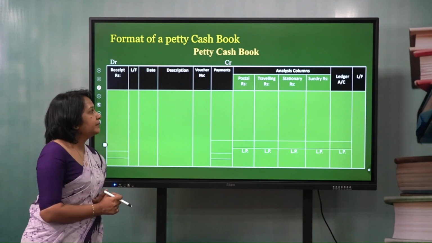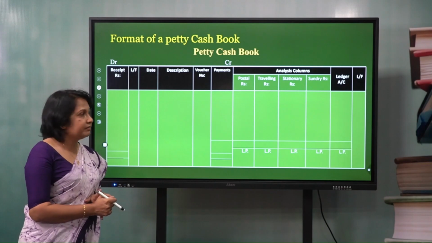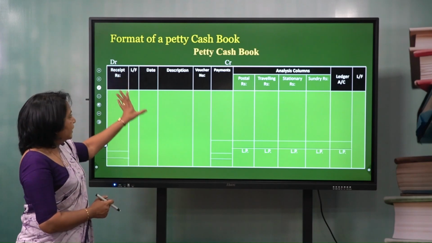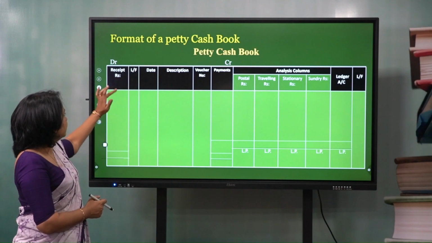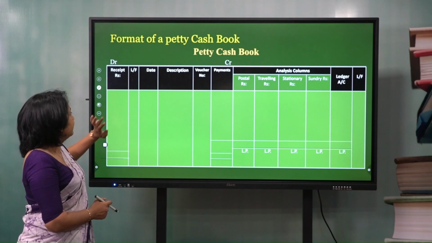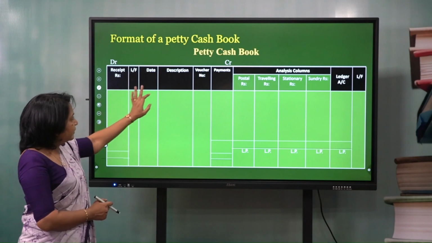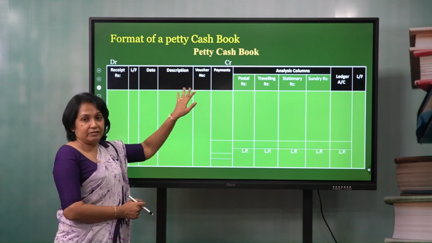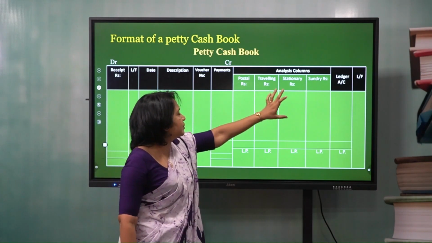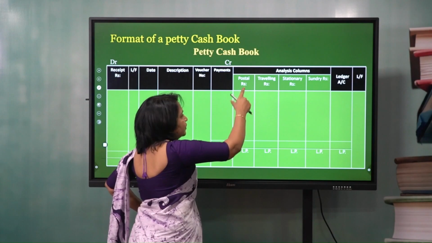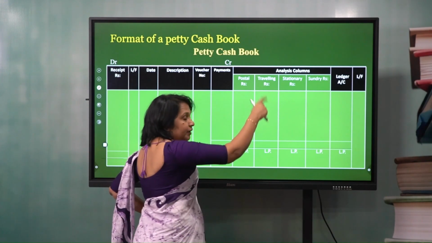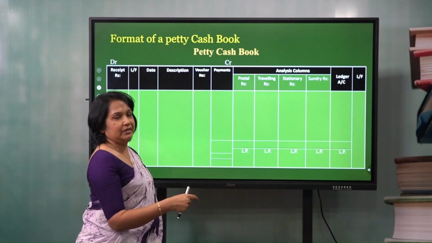Now, children, here when the petty cashier receives cash from the main cashier, we record that on the debit side. Right? On the debit side, we have to write the imprest of the balance when the petty cashier receives it, and date, description, the petty cash voucher number and the amount. And here we are using analysis columns. These are for postal, traveling, stationery, sundry. We have to name the column according to the expenses given.